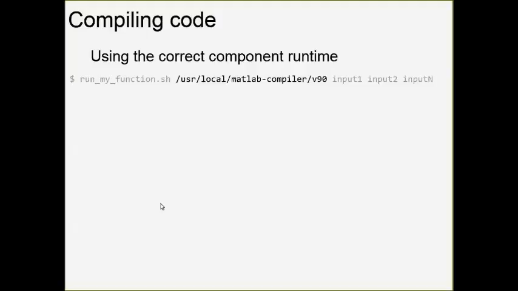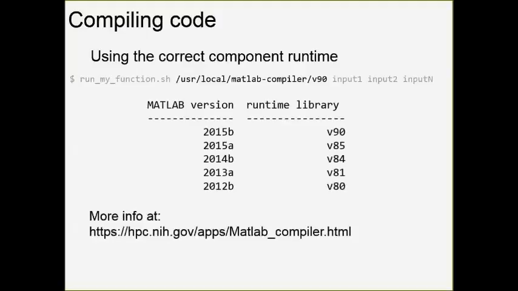Okay, I haven't talked a whole lot about the MCR, the MATLAB component runtime, so let's talk about that a little bit. On our system, the MATLAB component runtime, which is always going to be the first argument when you use this shell script generated by MCC, is located in /usr/local/MATLAB-compiler, and then there's a million of them. You have to know what version of MATLAB you compiled your code with, and you have to match that up to the correct MATLAB component runtime.